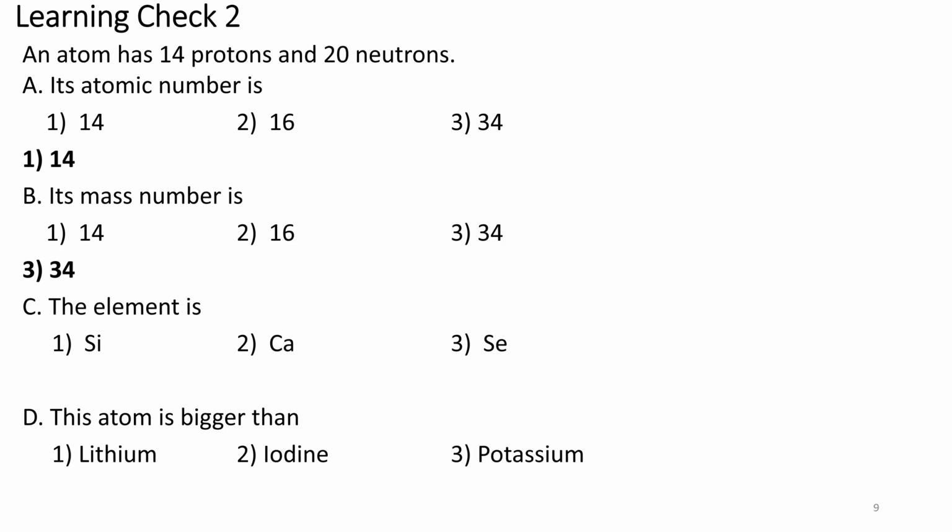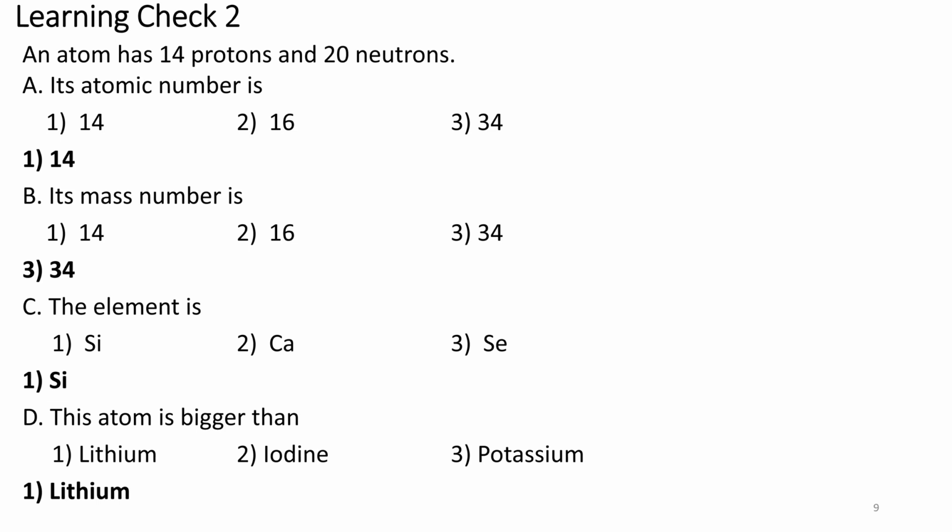The element, how do I identify the element? Look at the atomic number, or your protons, and that's going to identify it. So in this situation, it's silicon, because that has atomic number 14. It's silicon, so it's bigger than which element? It's going to have more shells than which element? Well, if you look in the periodic table, it would be lithium. Lithium only has 2 rings. Silicon has 3 rings, so obviously silicon's going to be bigger.